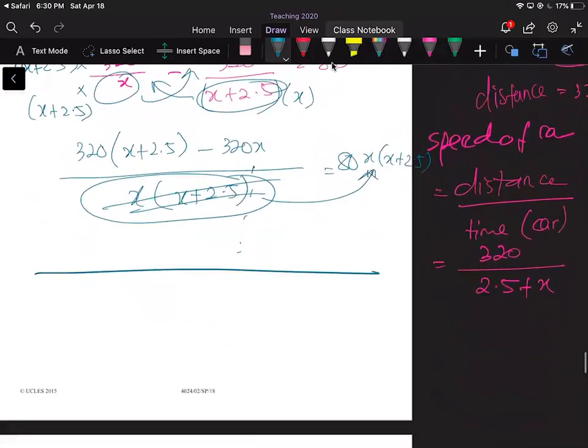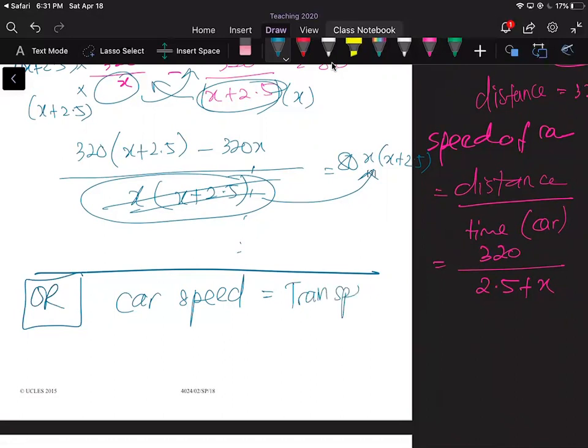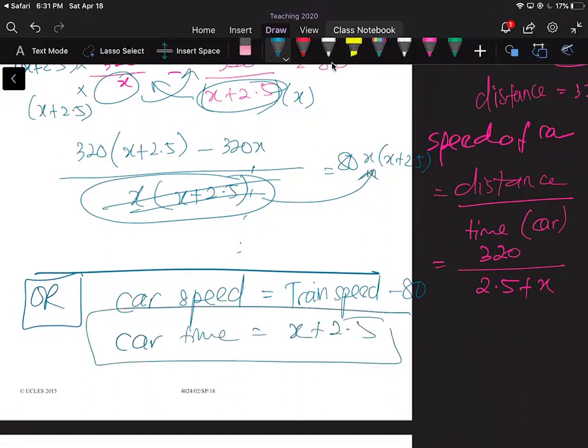Okay, I'm going to show you the other method. If you are okay with that method, then you proceed. Kalau you mau ada different method lagi, I'm going to show you. This one is lagi direct. Car speed basically is train punya speed tolak dengan 80. Okay, pasal itu perbezaannya. Pasal train lagi laju kan? Ya, lagi laju. So artinya train speed tolak 80 is equal to car speed. Okay, and then we know that the car punya time is equal to x plus 2.5. Ini penting.